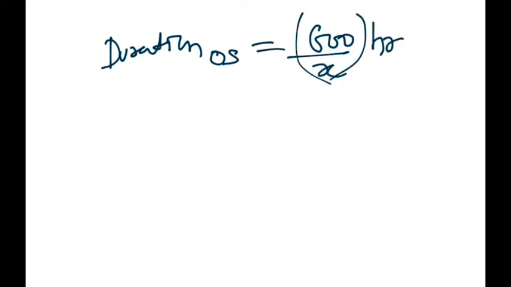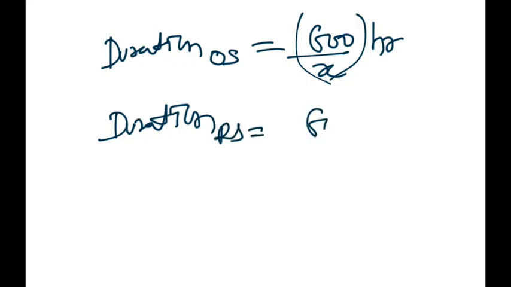Guys, I'm writing everything in short form. If you write like this in an exam, you won't get any marks, so you have to write everything in detail. And the duration of flight at reduced speed is 600 by x minus 200.